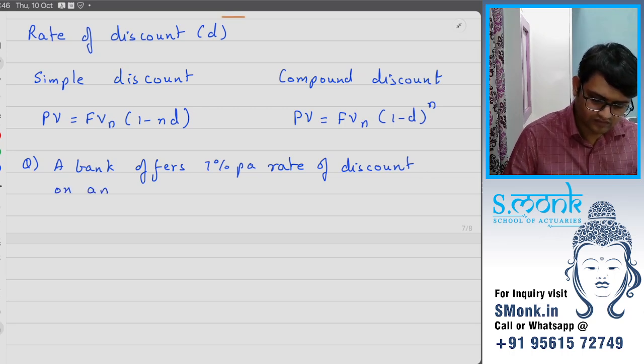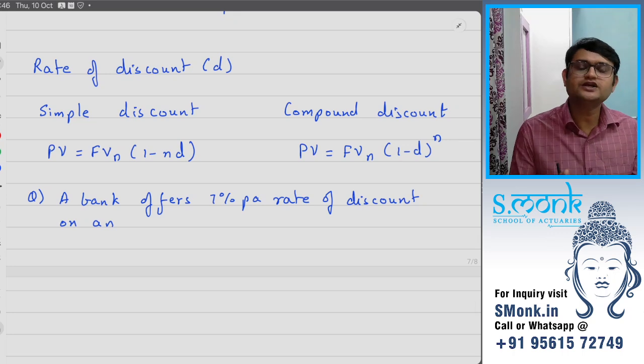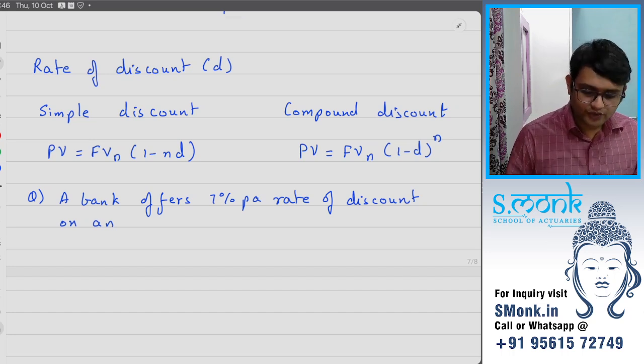Sir, can you please repeat rate of discount once again? Okay, so it is very similar to rate of interest. It's a rate that is given to you. Like here in this question, I am saying a bank offers 7% per annum rate of discount. Okay, so how do we do calculation?